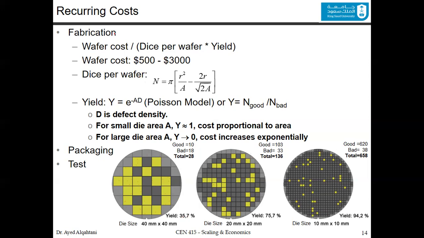And if you want to increase the yield, meaning that you will reduce the recurring cost, you should have a smaller die size compared to the other.